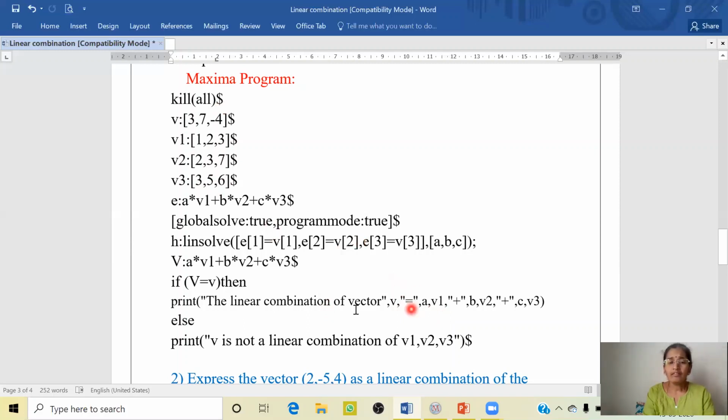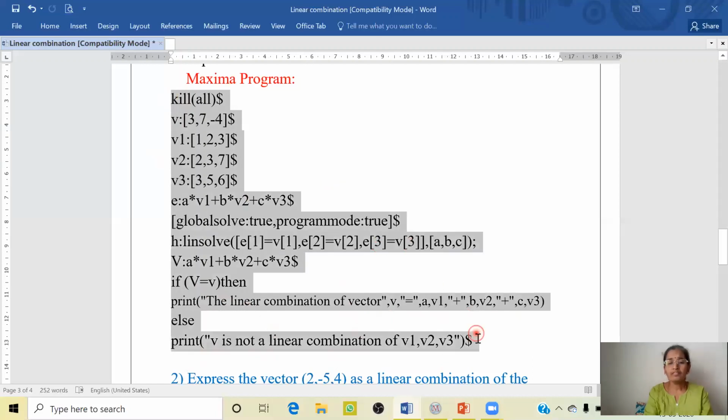So let us give the linear combination of the vector to be A into V1 plus B into V2 plus C into V3. Else, if this capital V is not equal to small v, then the linear combination doesn't exist. Therefore, we give the print command: V is not a linear combination of V1, V2, V3. Now let us execute this Maxima code in the Maxima window and see what will be the output.